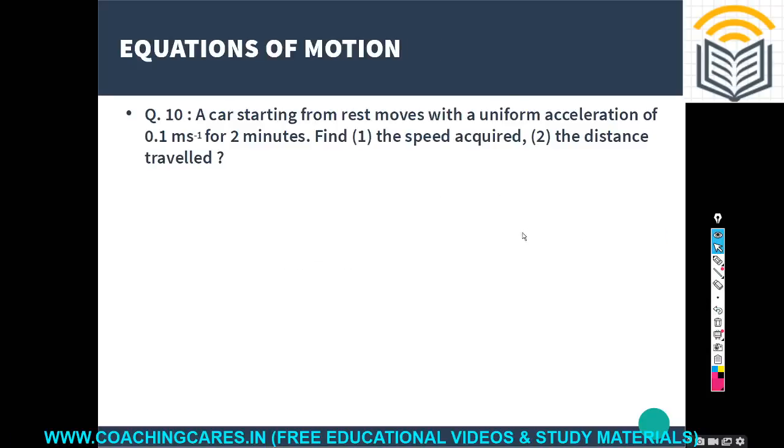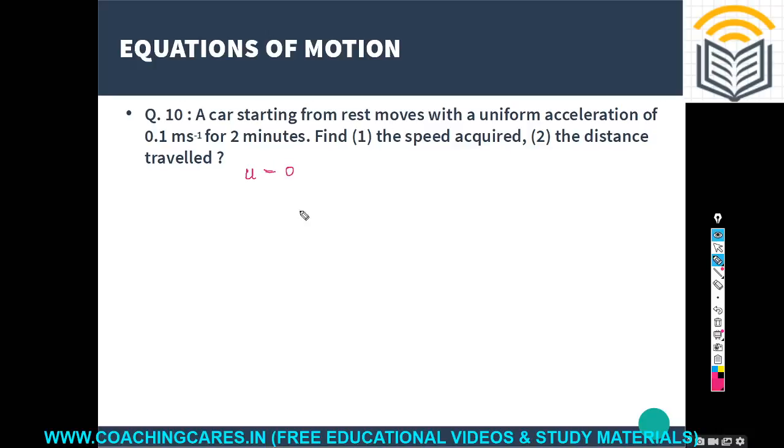Now let us solve this problem by using equations of motion. So here let us see this problem. A car starting from the rest moves with the uniform acceleration of 0.1 meter per second square for 2 minutes. Find the speed acquired and the distance traveled. So here you just note it down. The car is starting from the rest, so we are assuming the initial velocity u is 0.